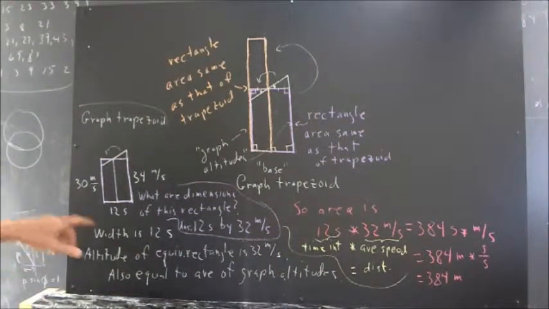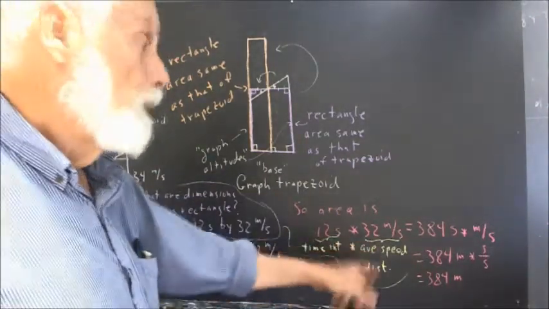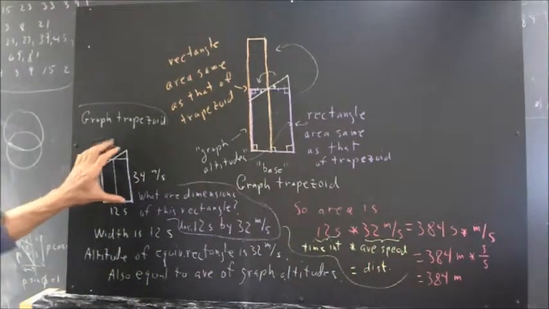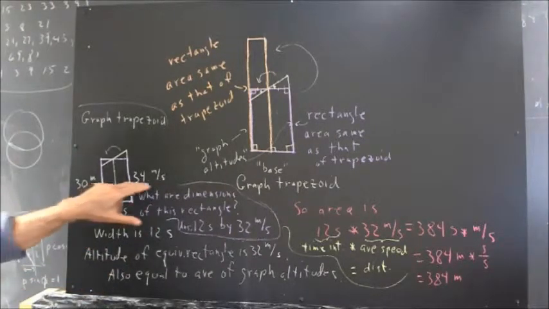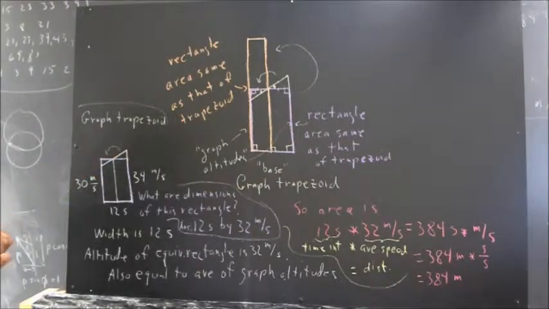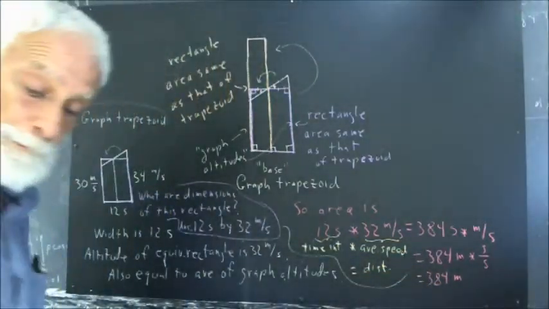Now in this example, the area of the trapezoid had a reasonable interpretation. It really means something. It means that, again, if you go at 30 meters per second to 34 meters per second, speeding up from this speed to this speed in 12 seconds, and speeding up at a constant rate, as it turns out, then you travel 384 meters.